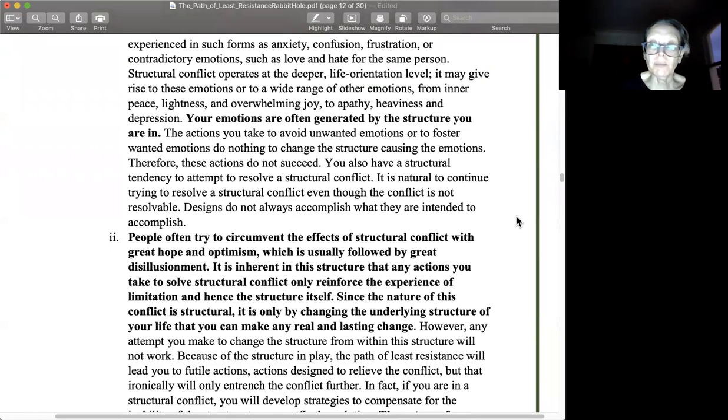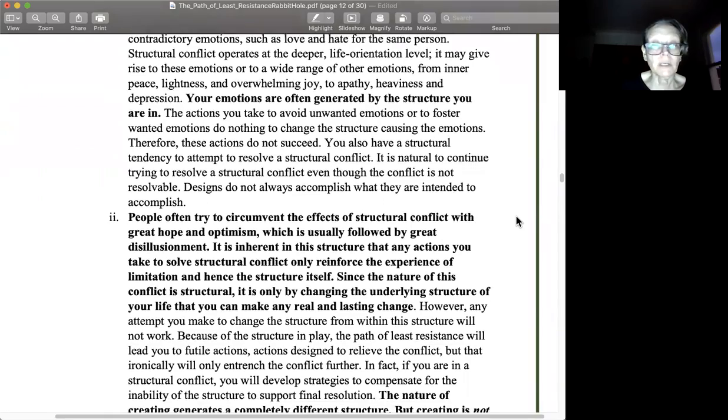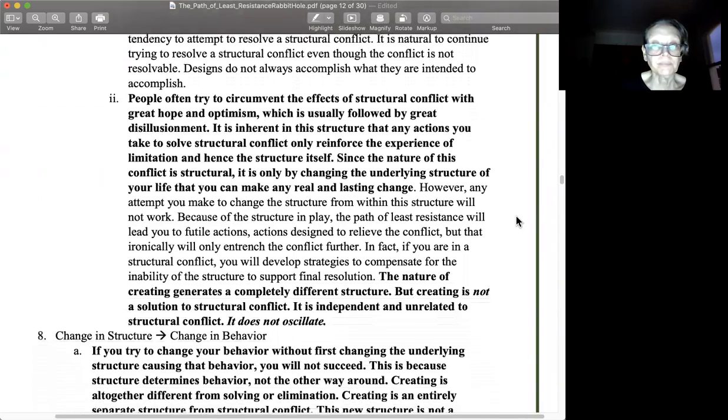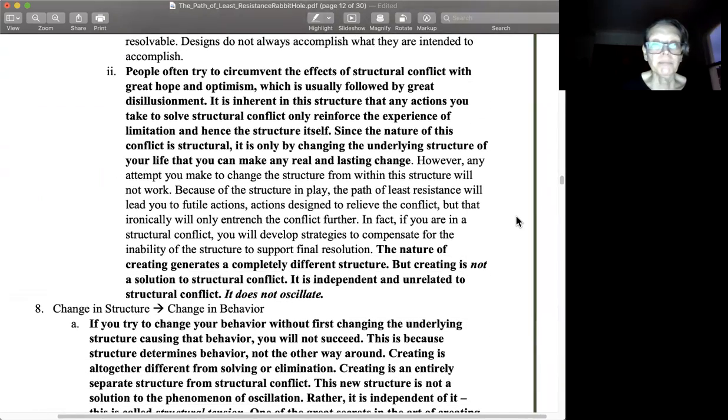Designs do not always accomplish what they are intended to accomplish. People often try to circumvent the effects of structural conflict with great hope and optimism, which is usually followed by great disillusionment. It is inherent in this structure that any actions you take to solve structural conflict only reinforce the experience of limitation, and hence the structure itself.